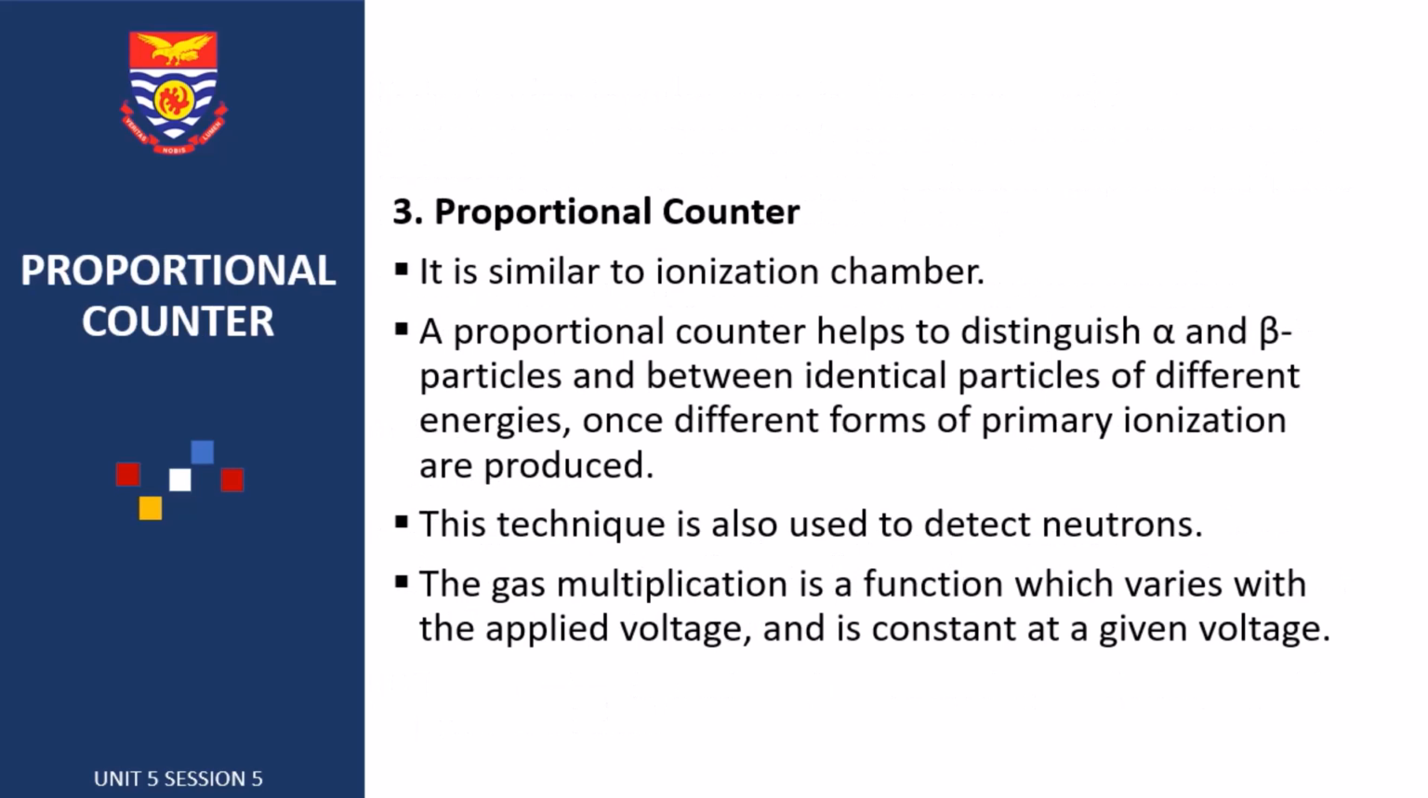Next is the proportional counter. It is similar to the ionization chamber, and it helps to distinguish alpha and beta particles, and also distinguish between identical particles of different energies when different forms of primary ionizations are produced. Proportional counters are also used to detect neutrons.